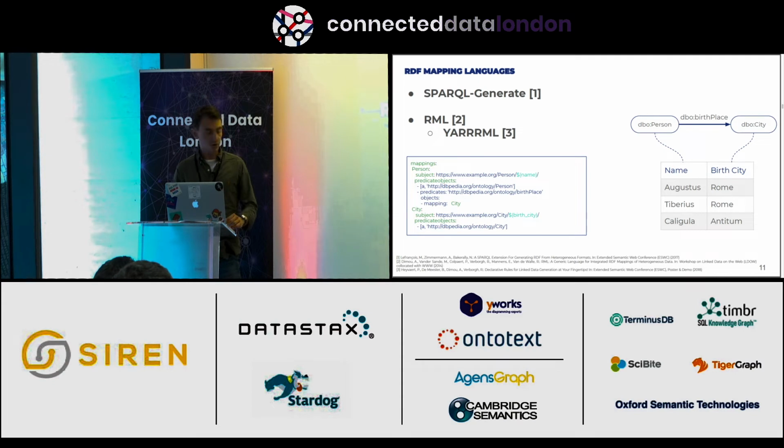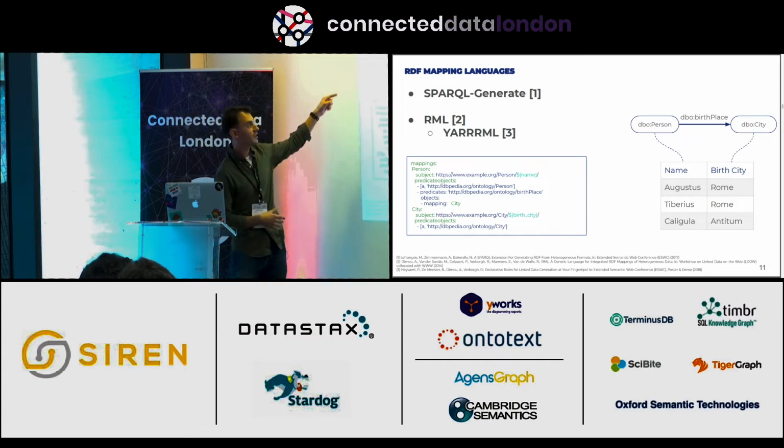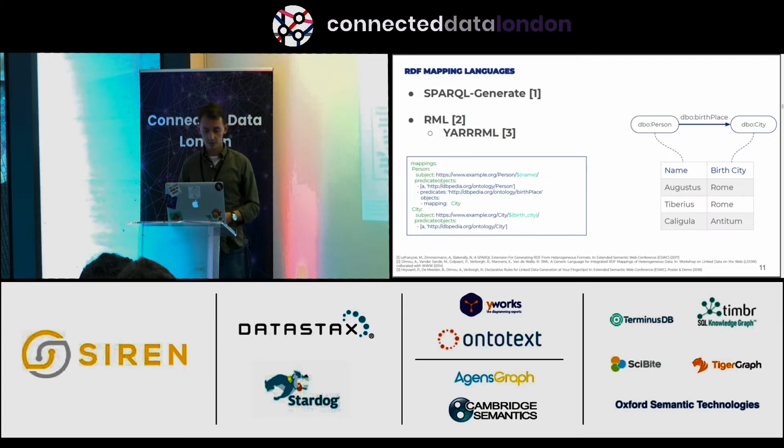So before showing the tool, I will go through the related work. We already have good RDF mapping languages to transform data as linked data. We have, for example, SPARQL-Generate and RML. These two RDF mapping languages can transform any structured dataset into RDF. So it can be relational databases, JSON, CSV files.